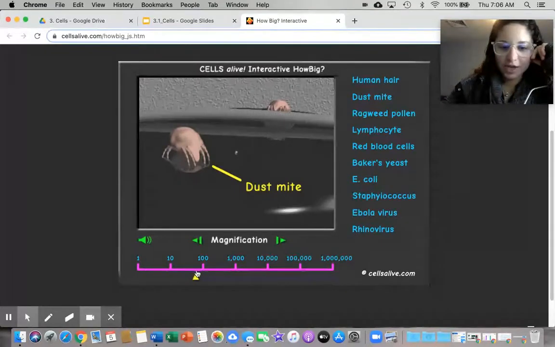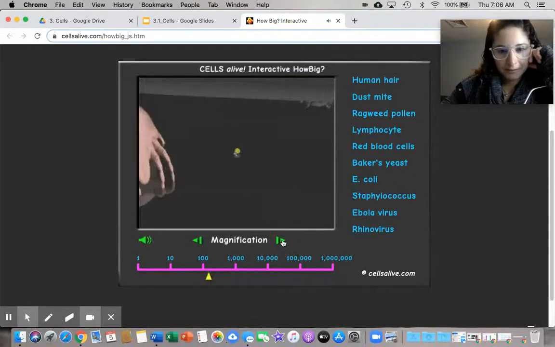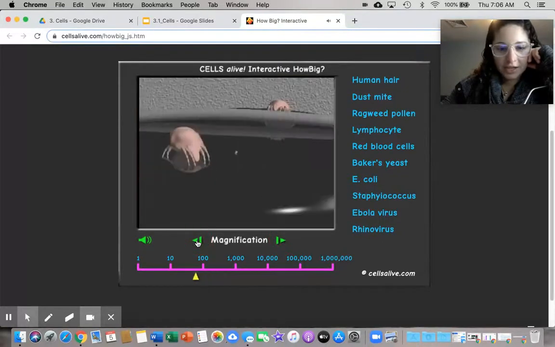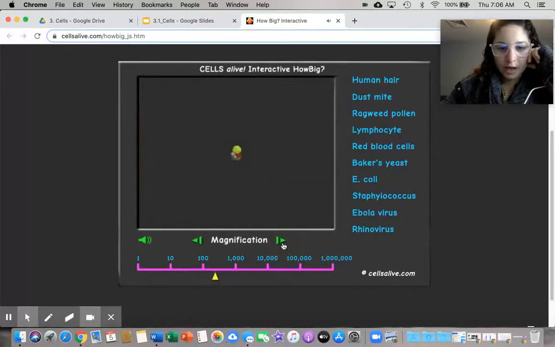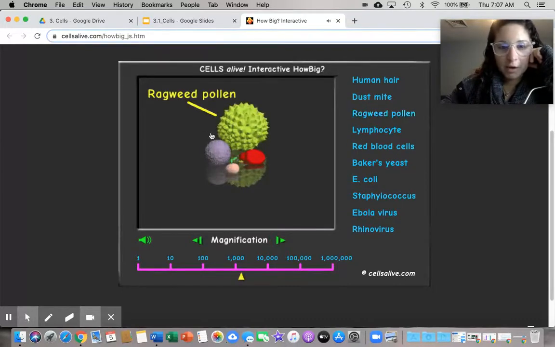Like I said, we're just under 100 times magnification of the human eye. Let's keep going. Oh, there it is. So just in case you didn't see it, here are our dust mites. We're zooming in on this little speck right here. Here we are. Keep going, and we're going to ragweed pollen.